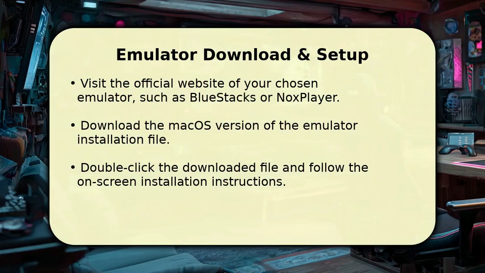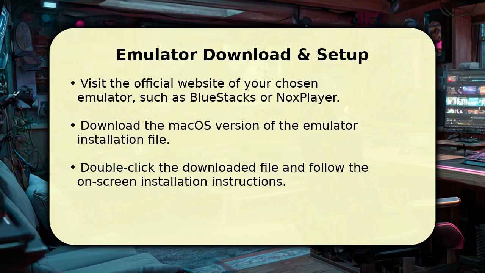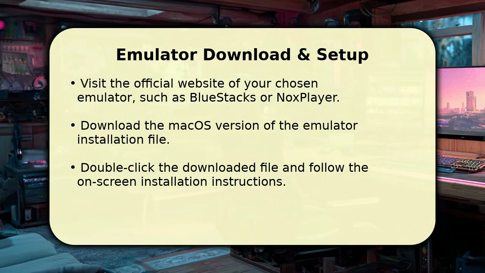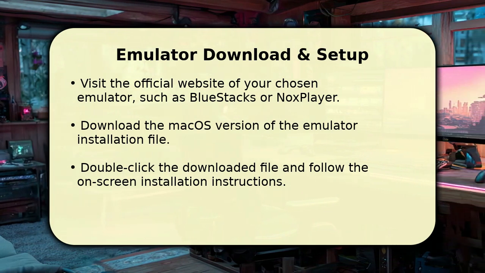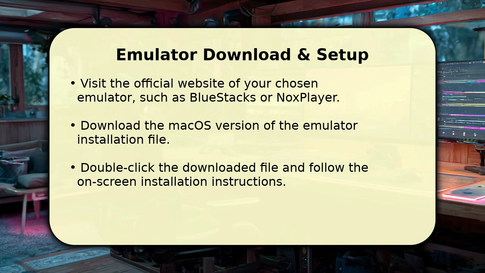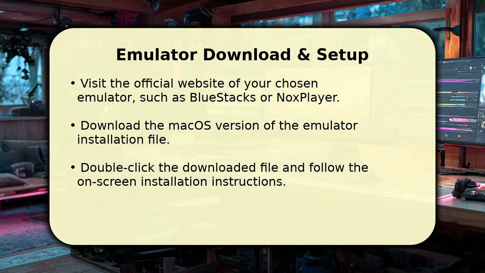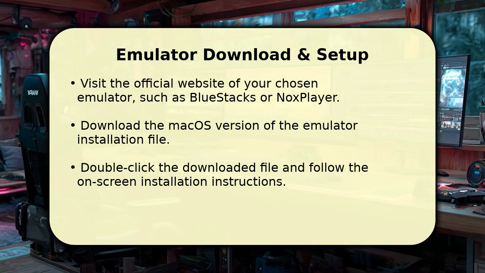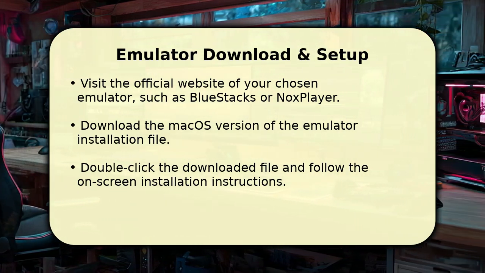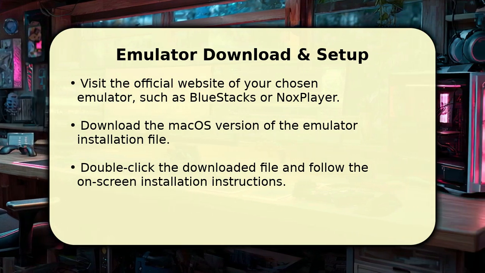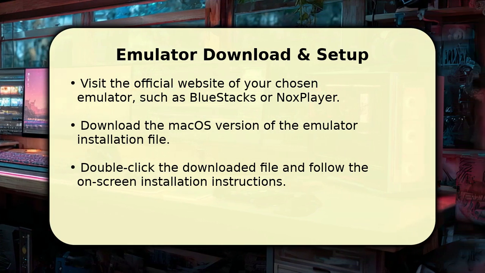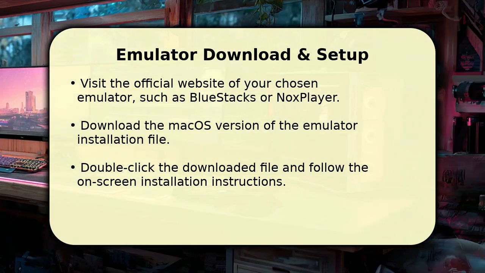Once you have chosen an emulator, navigate to its official website and download the Mac OS installation file. The file size is typically around 500 megabytes, so ensure you have a stable internet connection. After downloading, locate the file in your Downloads folder and double-click to start the installation. You might need to grant security permissions through your MacBook system settings to allow the installation of applications from unverified developers. This is a standard procedure and ensures the emulator can operate correctly.